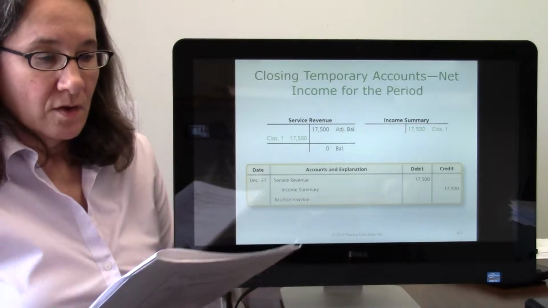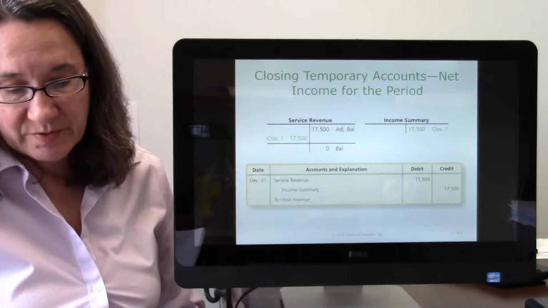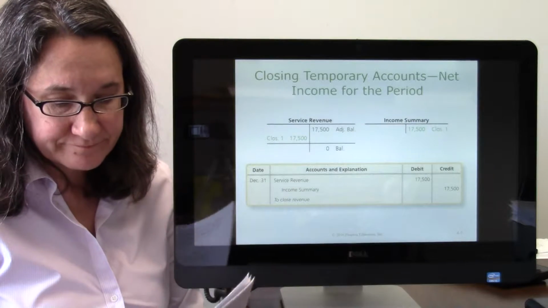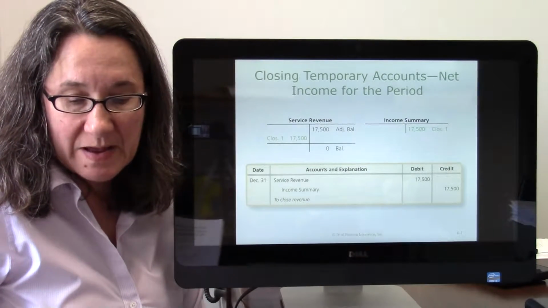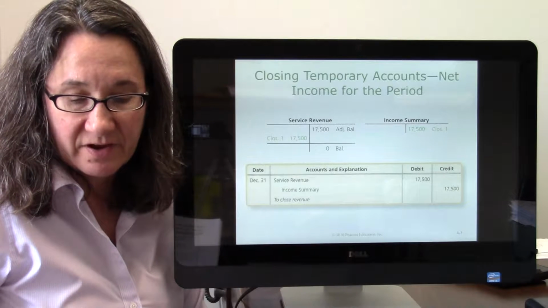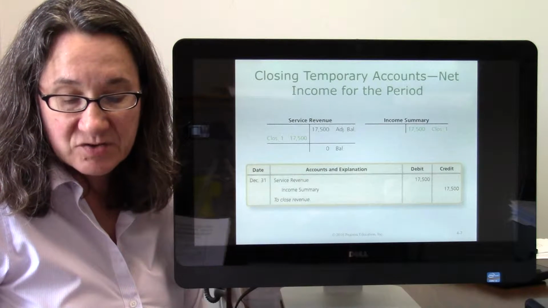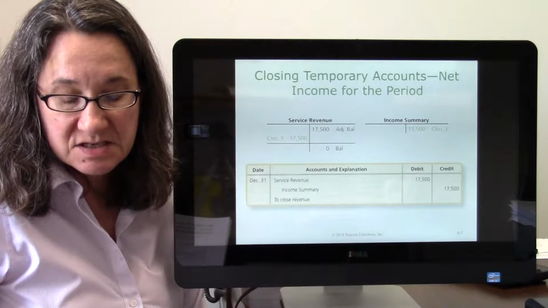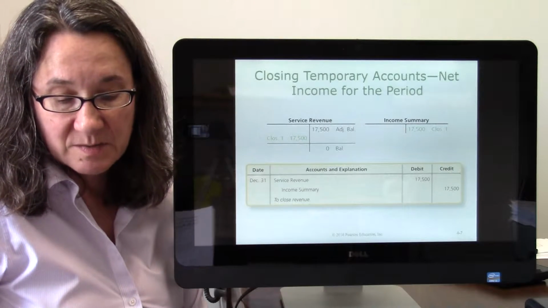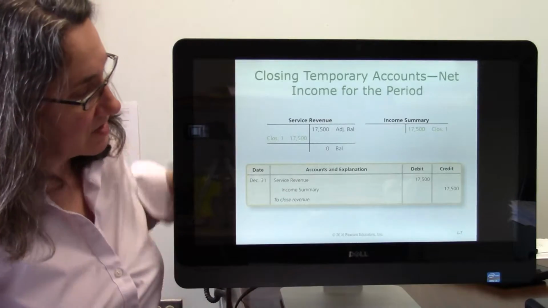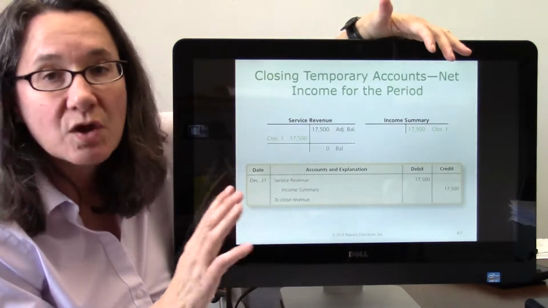So, let's look at an example. Smart Touch Learning. In the case of Smart Touch Learning, the service revenue account showed a credit balance of $17,500. A closing entry is prepared to debit service revenue for $17,500 and a credit to income summary for $17,500. So we're closing the account.